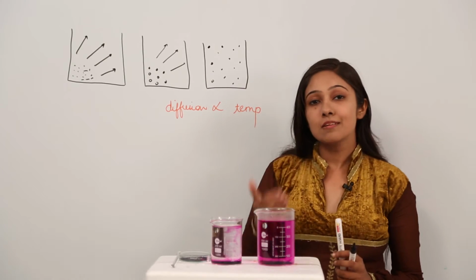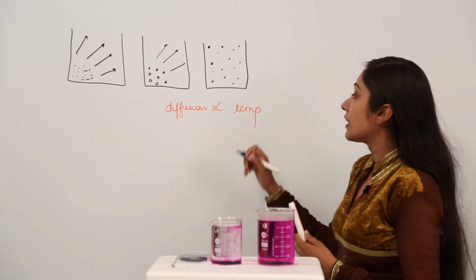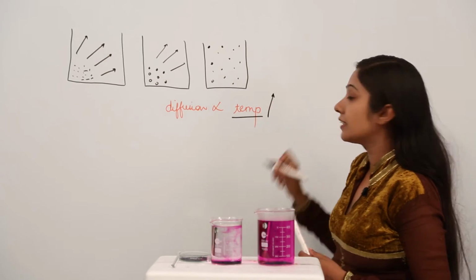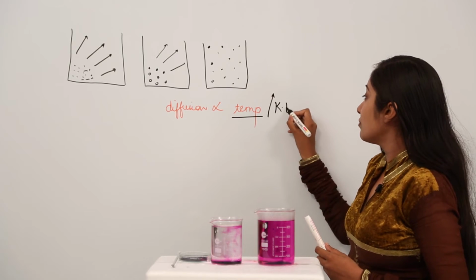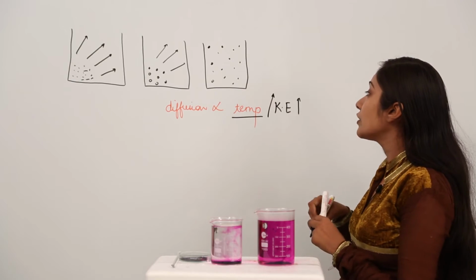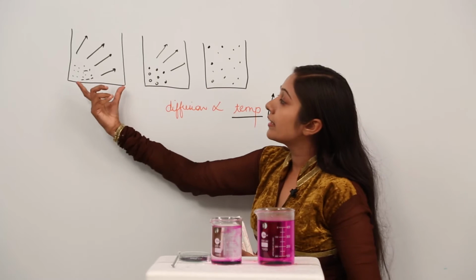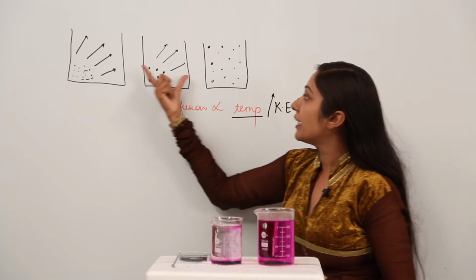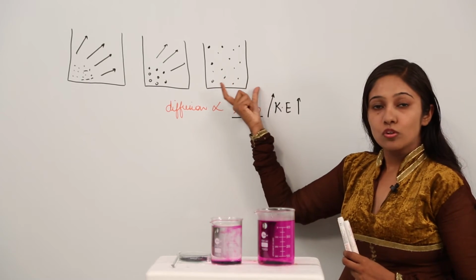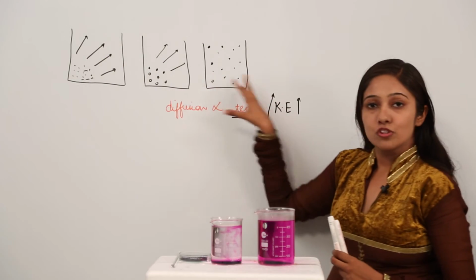Now what is the reason behind that? You all know that as the temperature increases, what is going to increase? The kinetic energy of the molecules is also going to increase. Now, if you look at this beaker, what is going to happen? The molecules are going to slowly spread evenly to complete this diffusion process.